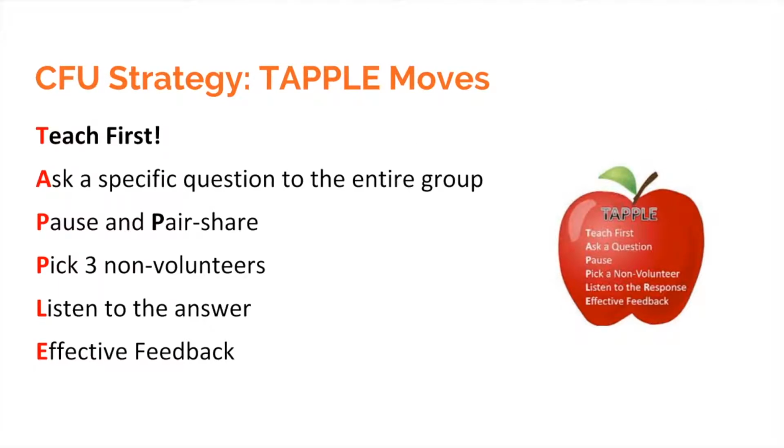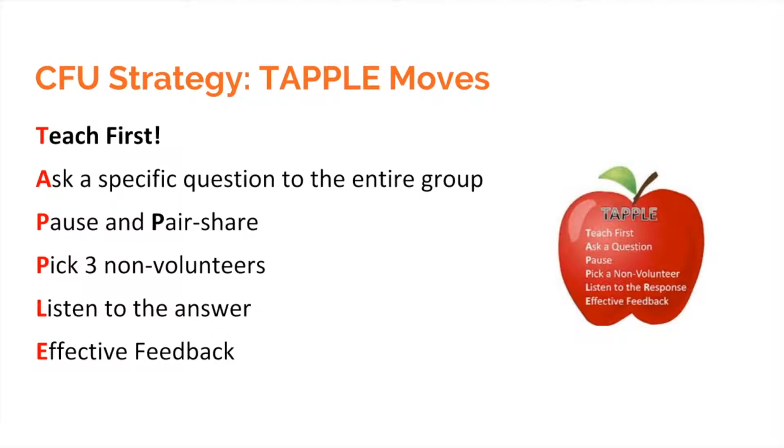A checking for understanding strategy that we will cover today is called the TAPL moves. TAPL stands for T, teach first, A, ask a specific question to the entire group that is tied to the content and learning target that will be covered. This is used to get students' attention. P, pause and pair share. This gives students time to pause, think about the question you just posed, and start to construct an explanation. P, pick 3 non-volunteers. This helps you to dipstick to get a sample of the class's understanding.